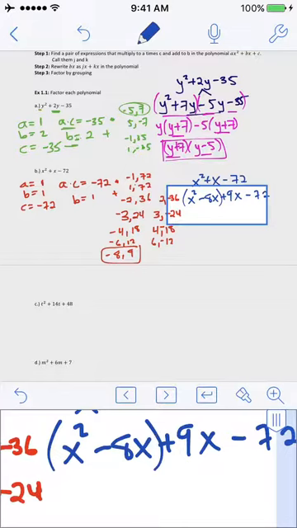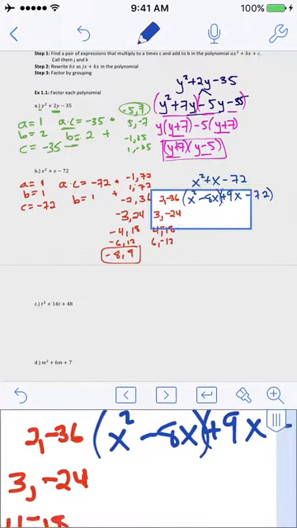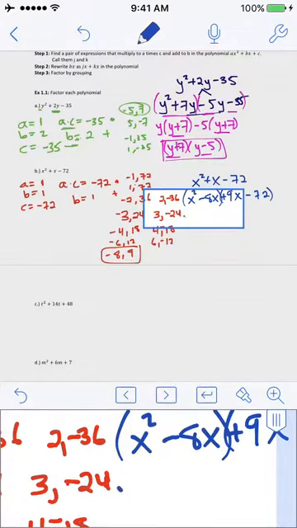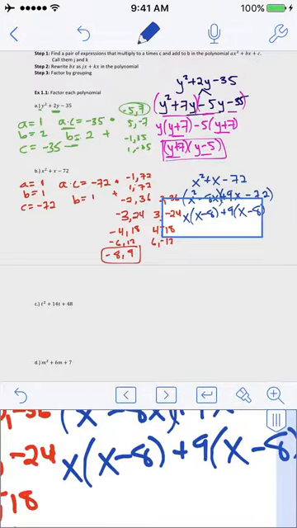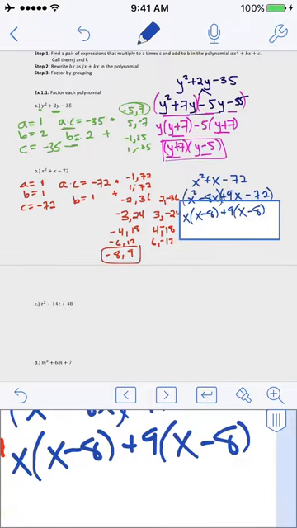And from here, I factor by grouping. This in front here has an x in common. I'm left with x minus 8. Over here, they have a 9 in common. I'm left with x minus 8, which is good. That means they matched up. If I didn't choose the right magic numbers, then those wouldn't match up, right? Those would end up falling apart. I wouldn't be able to group if I didn't choose the right numbers.